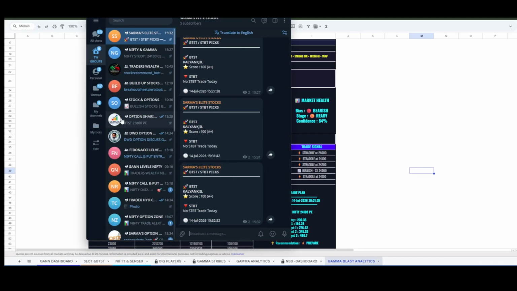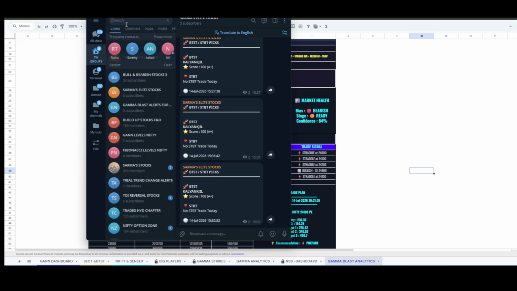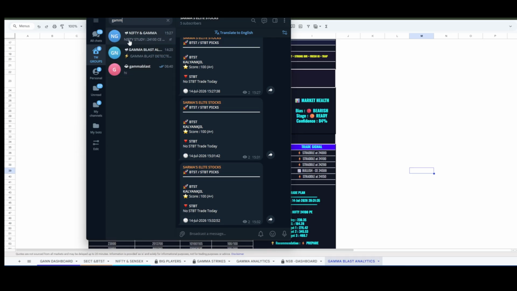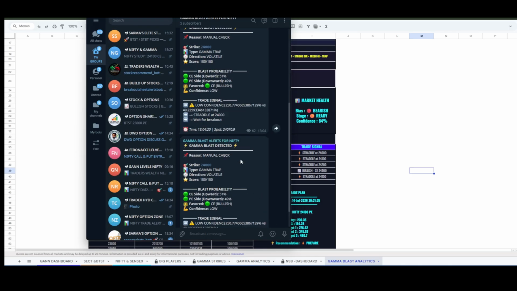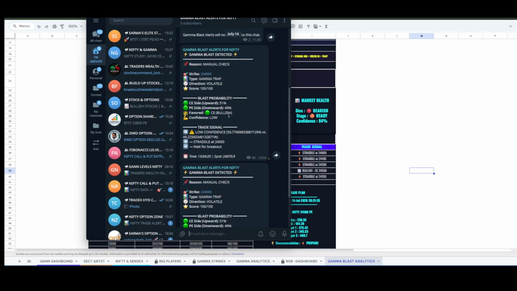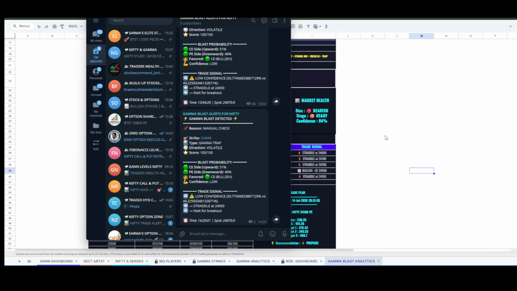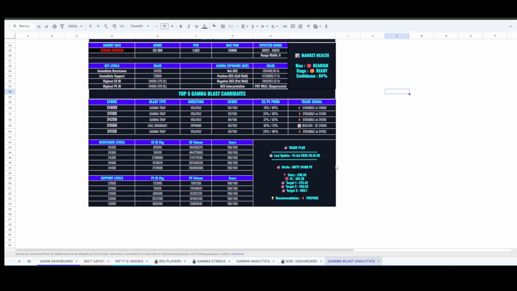And we have an alert system also. Let me show you the alert system. This is the gamma blast alert system, where we get alerts like this, and you can also see which strike price is good to buy and whether it is a trap or a blast. This is how it lets you know whether it is bullish or bearish. It also lets us know whether to buy a call option or put option, but today it was very narrow, so there was no blast.